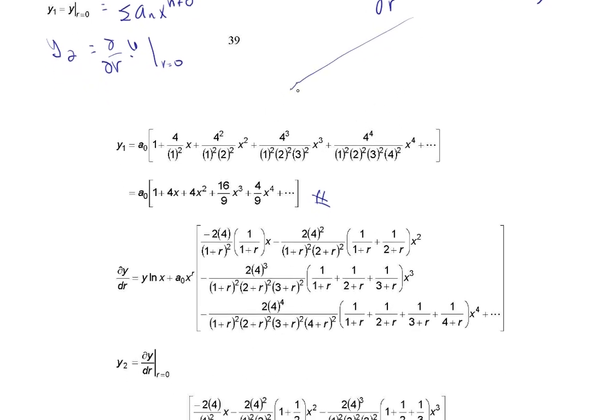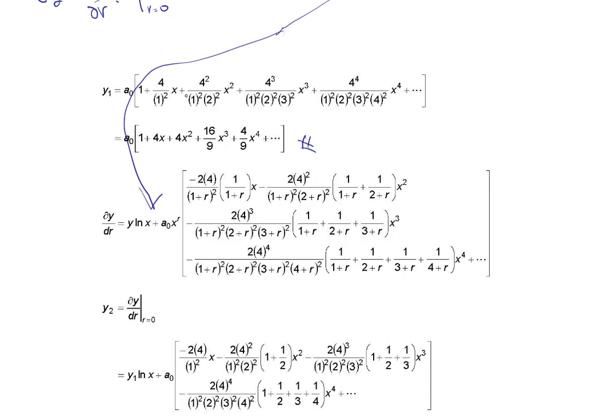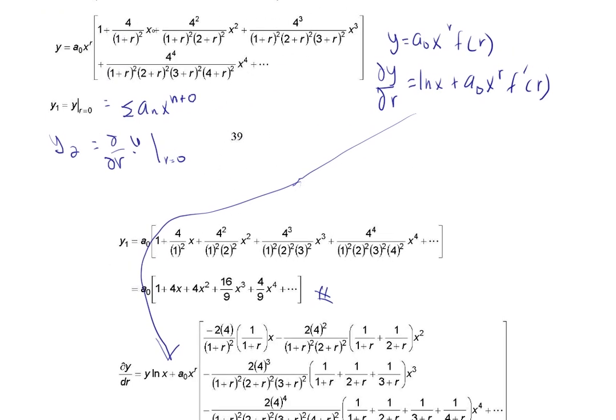Now here actually, this is our f(r). Okay, a naught x^r f(r), everything in this bracket is f(r). So you will just have to find the f prime(r). That means you have to differentiate this. Differentiate 1, you will get 0. Differentiate 4 over (1 plus r) squared, so you will get this negative: you bring down negative 2 times 4x (1 plus r) to the power of negative 3.